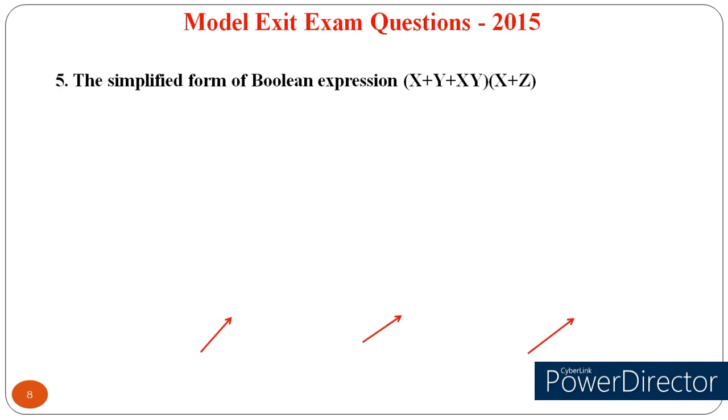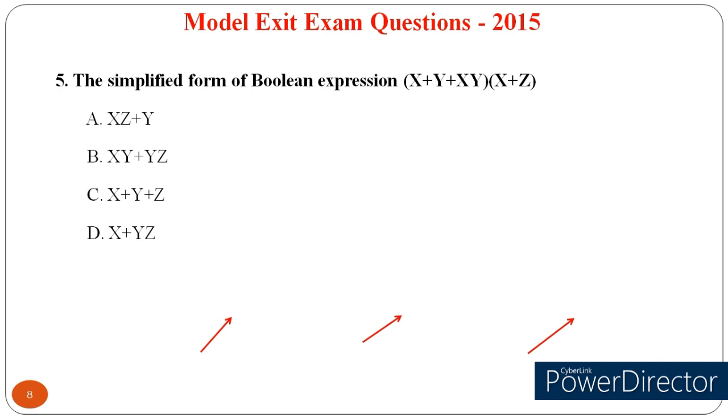Question number 5: the simplified form of the Boolean expression (x + y + xy)(x + z) is: A, xz + y; B, xy + yz; C, x + x + yz; D, x + yz.